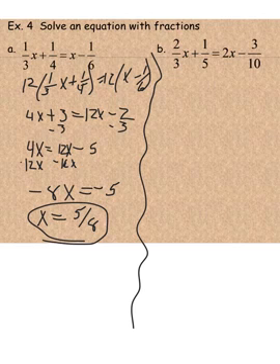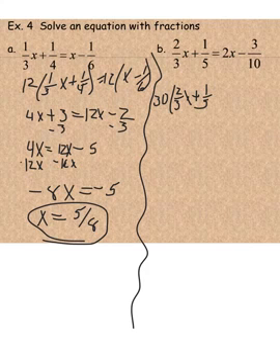I'm going to do example B the same way. I'm going to look at my denominators of 3, 5, and 10 and come up with my common denominator, which will be 30. This means I'm going to multiply all the terms on the left side of the equation by 30, and then I'm going to multiply all of the terms on the right side of the equation by 30.